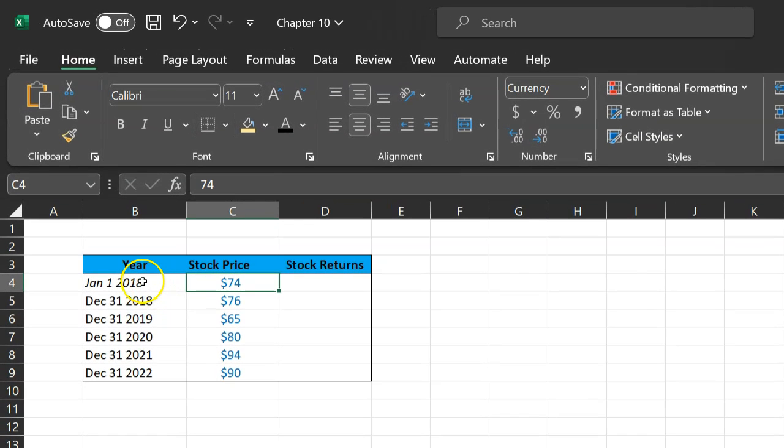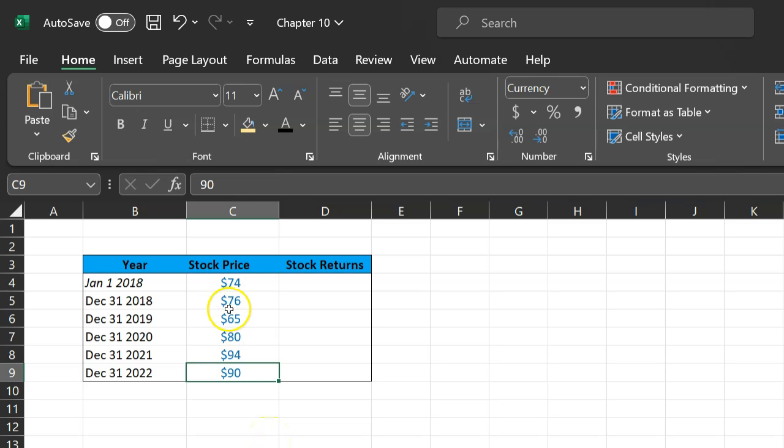So let's suppose at the beginning of 2018, Jan 1, 2018, you bought a stock. Think of this as the end of 2017, same thing. So you bought a stock for $74, you held on to it till the end of 2018. The price of the stock barely moved. It only went up from 74 to 76. But then you held on to it, and the price by the end of 2019 actually dropped to 65. But then by the end of 2020, it went up to $80, then it went up to 94, and then it fell back to $90.